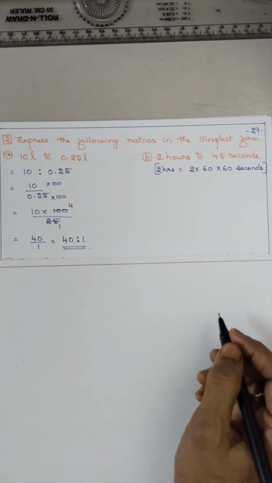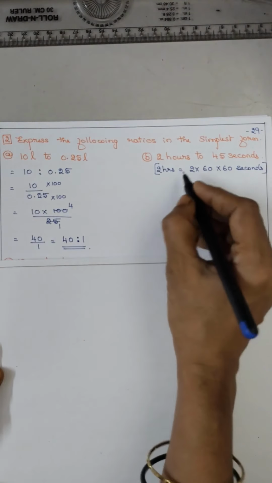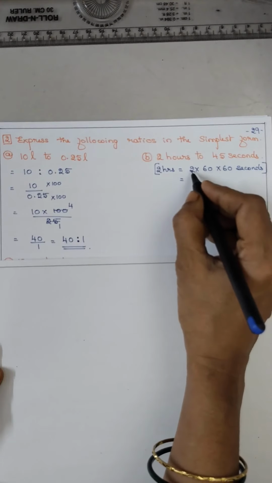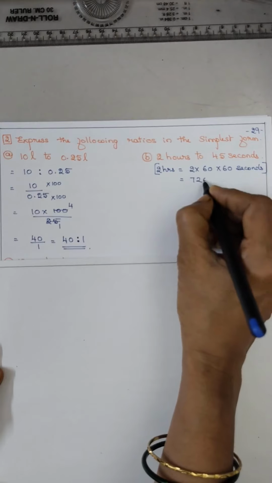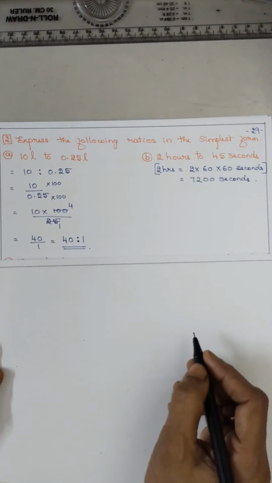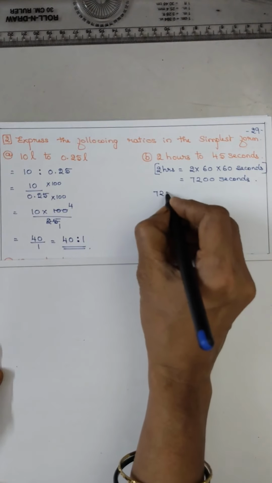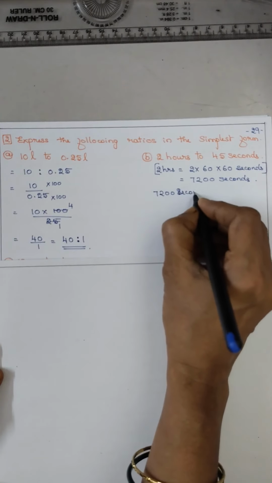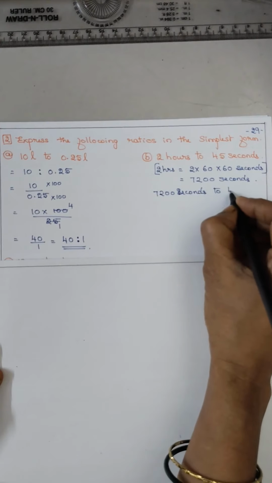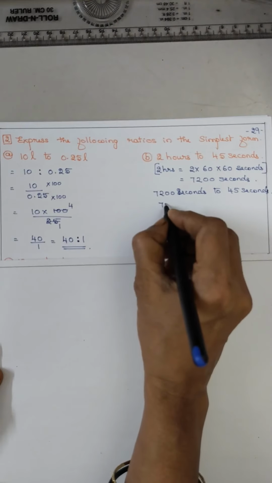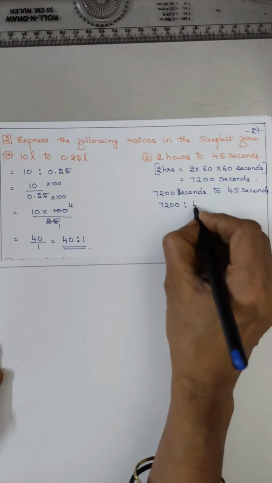Now how much will it be? 2 hours is equal to 6 6s are 36, 36 2s are 72 and 2 zeros. Okay. So 7200 seconds to 45 seconds. That is 7200 is to 45.